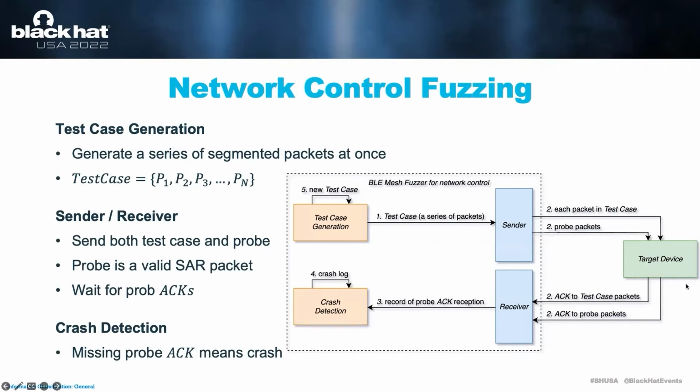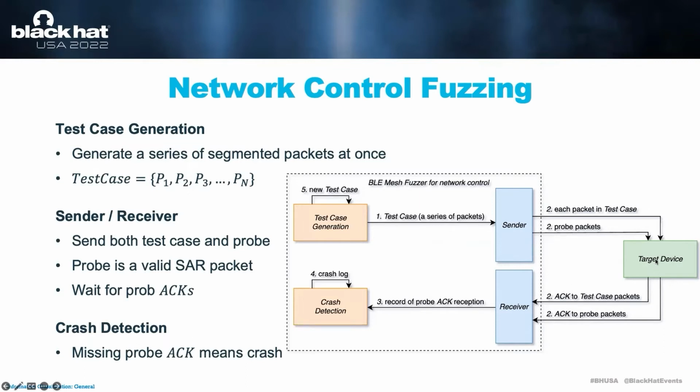In the normal case, the target device will send ACKs to the probe packets. An ACK packet contains responses to multiple probes. This is called the block ACK. And if the fuzzer finds that some ACKs to the probes are missing, then a crash is considered to have happened.